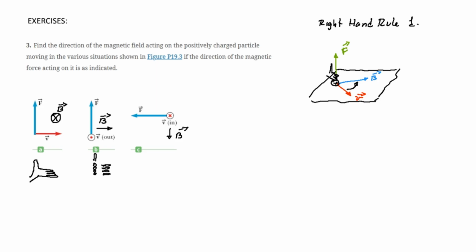So using the right-hand rule, if we know the direction of two of the vectors, we can find the third vector. Any questions so far? Let's see the next exercise.